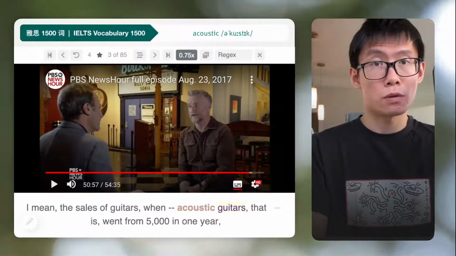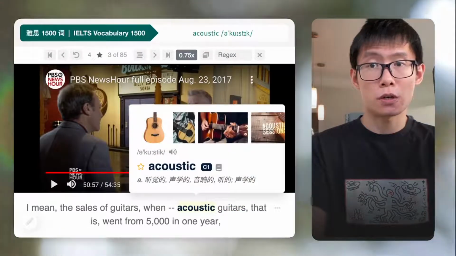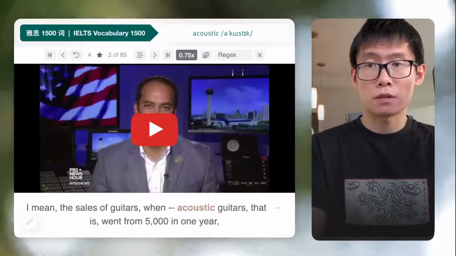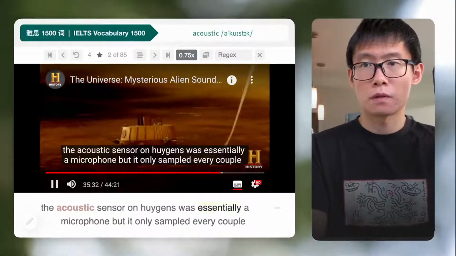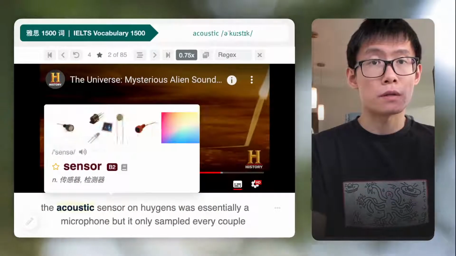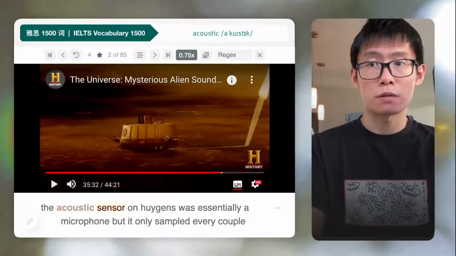Acoustic guitars, so not electric guitars, but acoustic guitars. Right, so that's acoustic. The acoustic sensor on Huygens. Acoustic sensor, that is a sound sensor, right? Something that senses sound. Acoustic sensor.